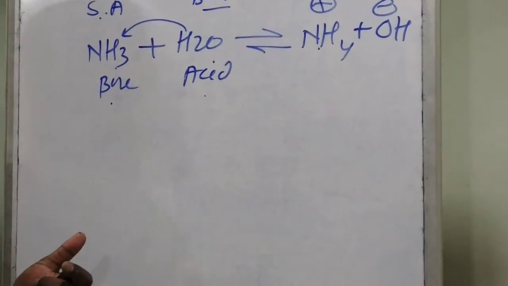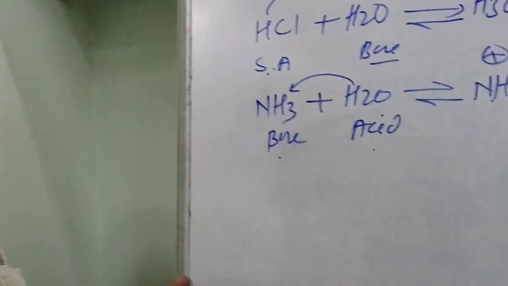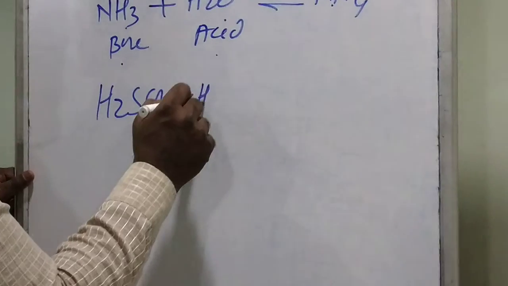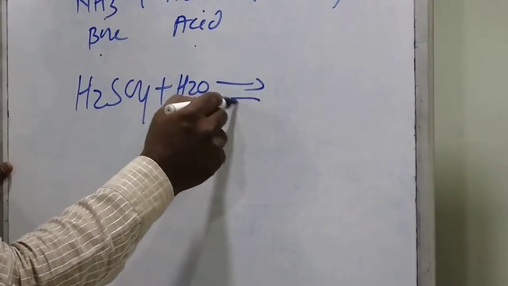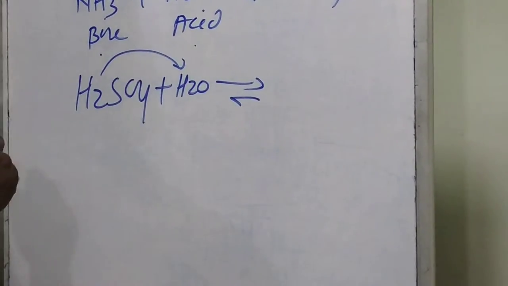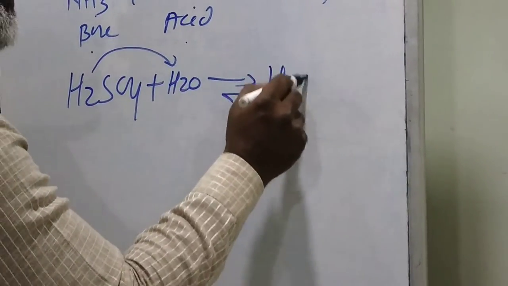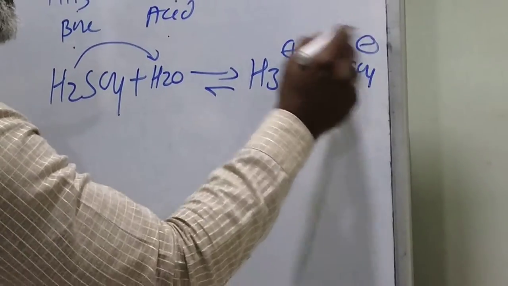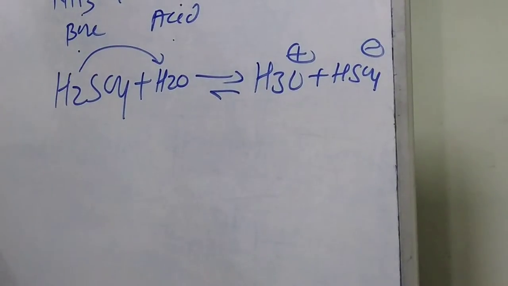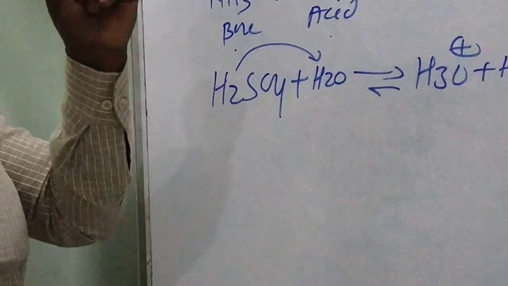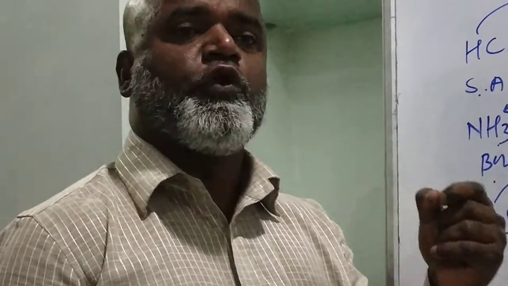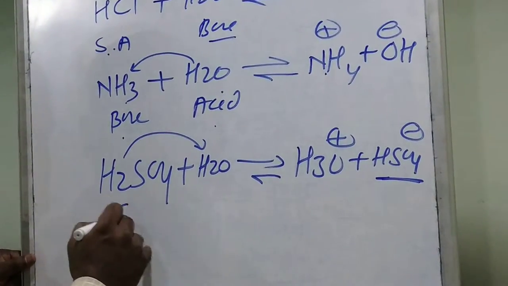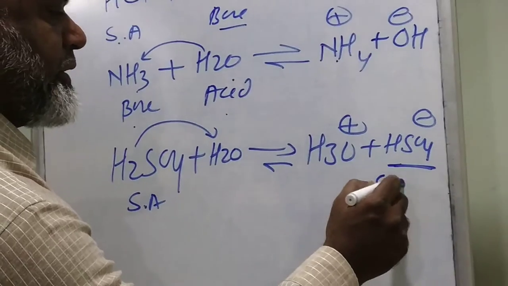There are some examples also. If you take sulfuric acid, H2SO4, and put it into water, sulfuric acid will donate a proton. So H2O will become H3O+, and H2SO4 will become the HSO4- ion. Now in this example also you can see there is one ion, one species, which can play the dual role. Look at it, this is HSO4-. This is the conjugate base of the strong acid.